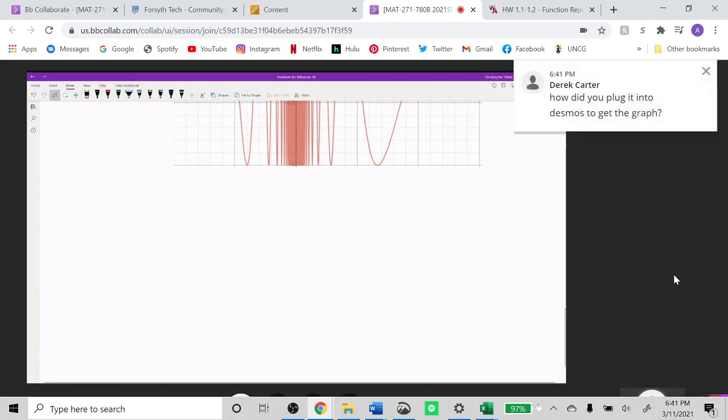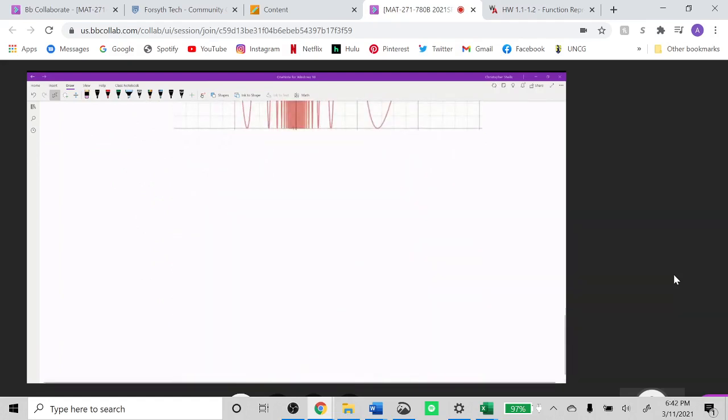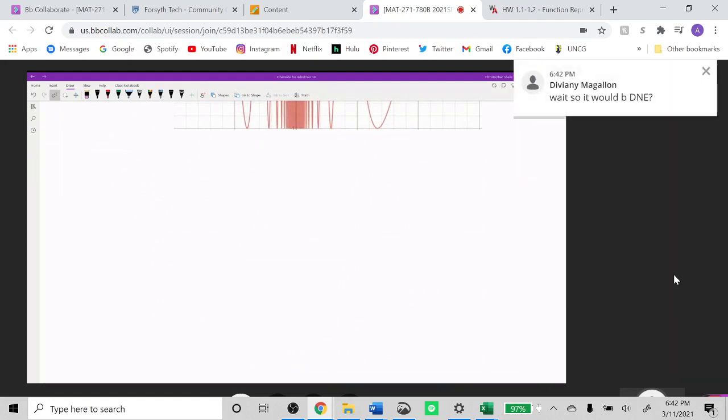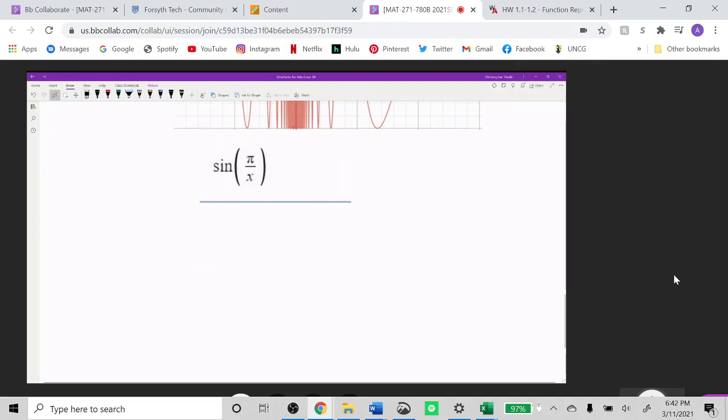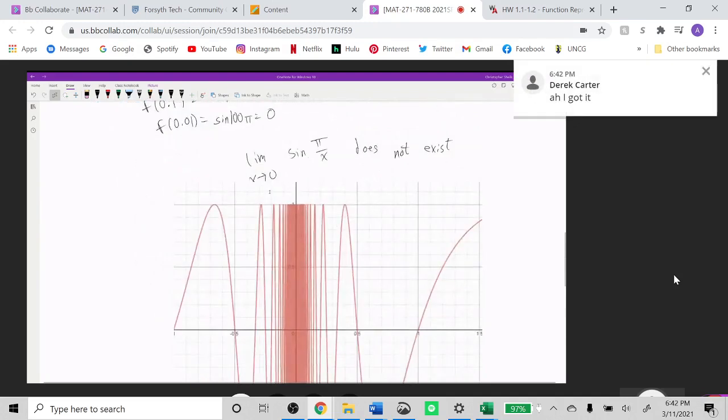Now let's look at another way that a limit can fail to exist. How did I plug this into Desmos? I just typed sine of pi over x. This is what it looked like. Like this. The limit does not exist. The limit as x approaches 0 of sine of pi over x does not exist.